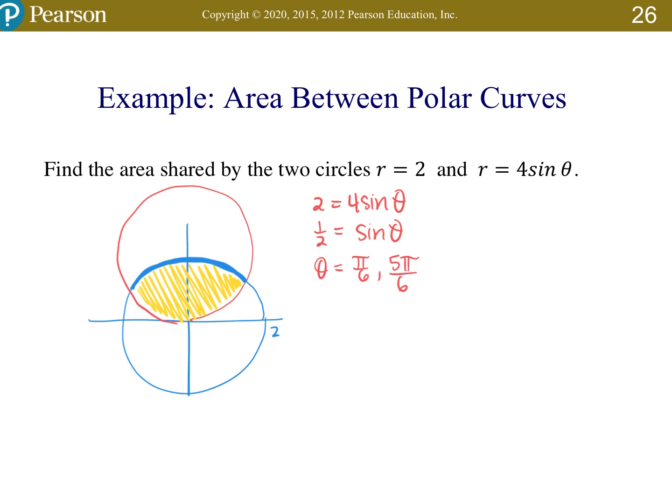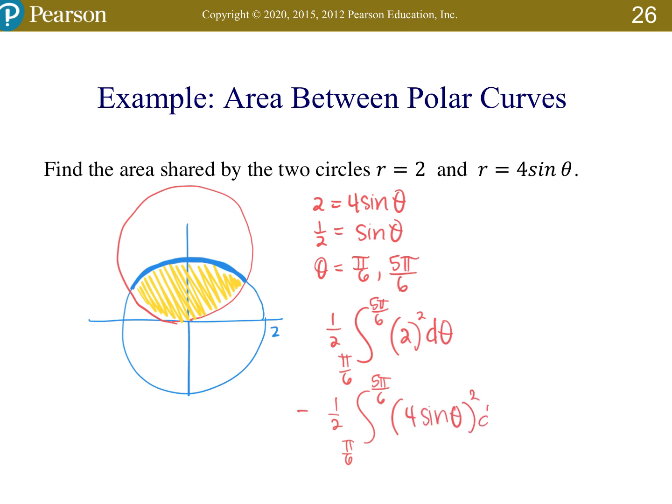So I'm going to do the outer minus the inner. So 1/2 of the boundaries pi 6 to 5 pi 6. And then my outer edge is formed by 2 quantity squared, and then minus the inner one. Its inner edge is formed by 4 sine theta quantity squared d theta. And then you'll subtract that to get those two.